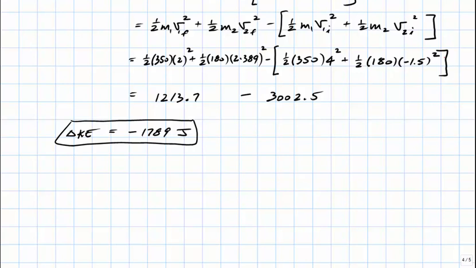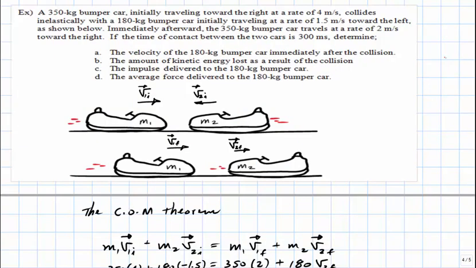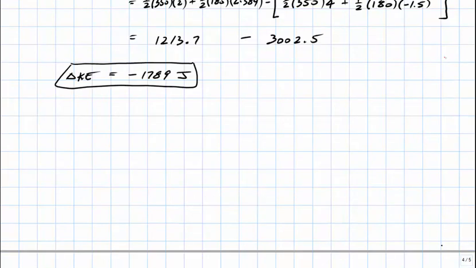Let's take a look at part C. In part C, we would like to determine the impulse delivered to the 180 kilogram bumper car. Of course, the symbol for impulse is I, and we want the impulse delivered to the second bumper car, which we called M2.